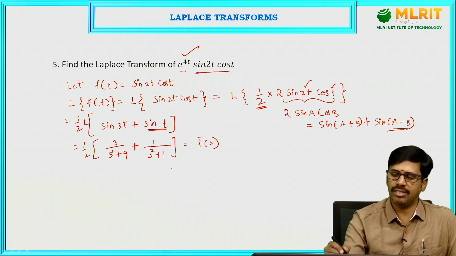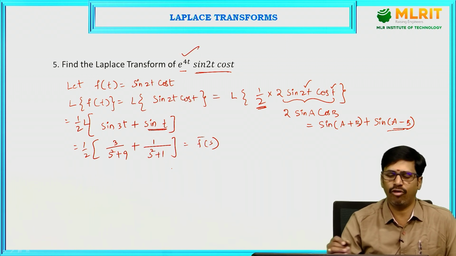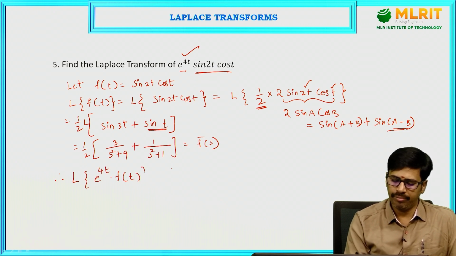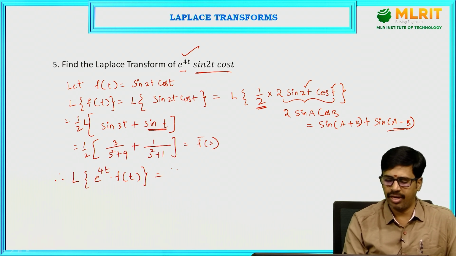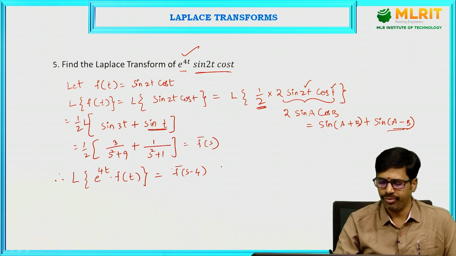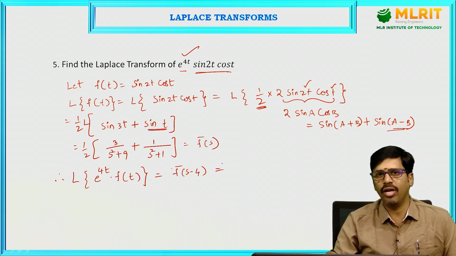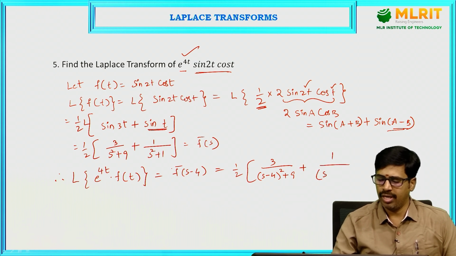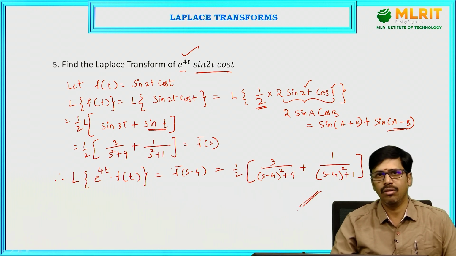Now, I want Laplace transform of e power 4t into f of t. Therefore, Laplace transform of e power 4t into f of t, by first shifting theorem, can be written as f bar of s minus a. Here a means 4. Just in place of s, write down s minus 4. So, this can be written as 3 by s minus 4 whole square plus 9, plus 1 by s minus 4 whole square plus 1, right.